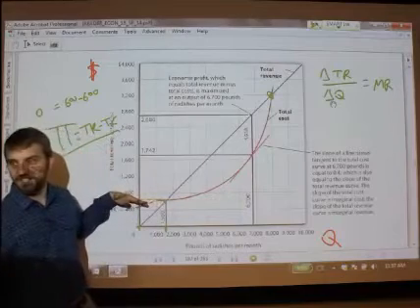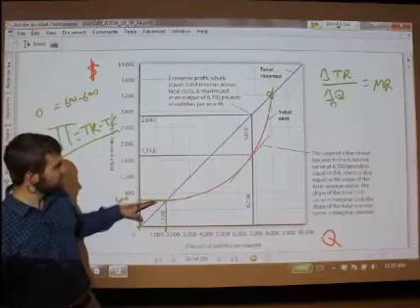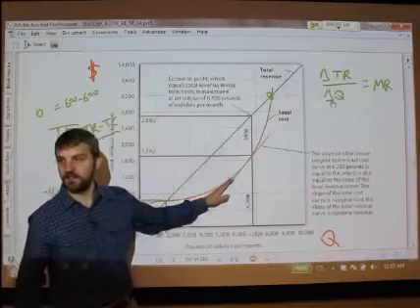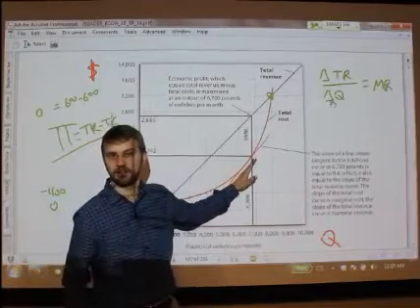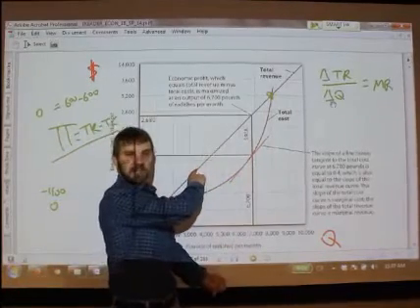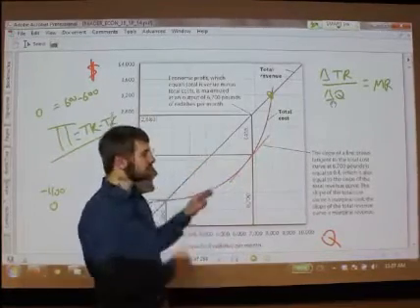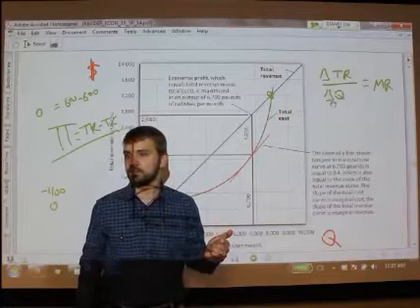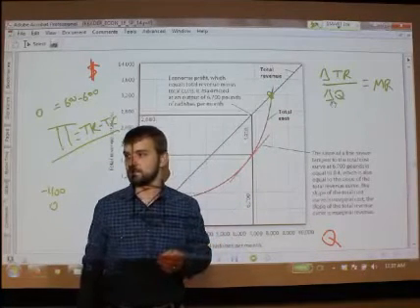Right? What's the slope of the total cost line? This changes, right? Because here the slope is flat, and now the slope is getting steeper, right? So the slope is not constant. With total revenue it is. The slope is constant. But here the slope changes. The slope of the total cost curve is marginal cost.